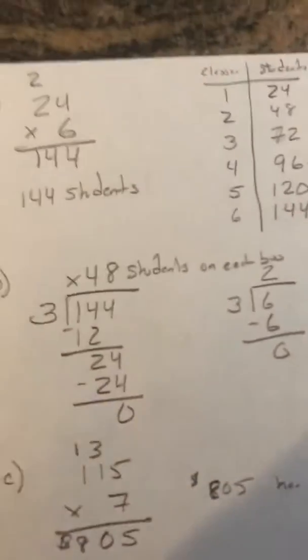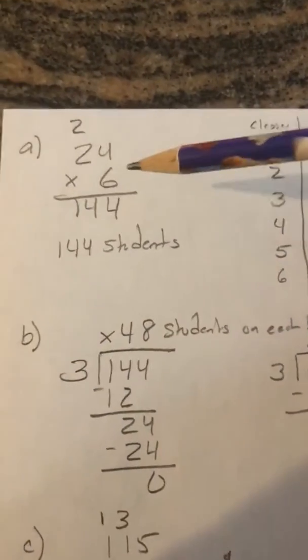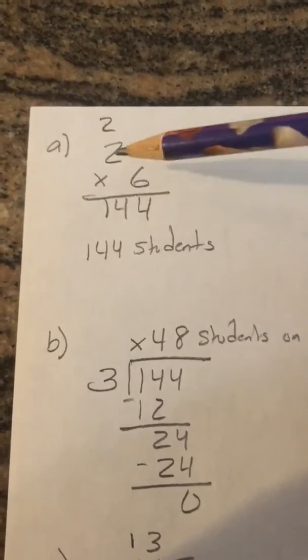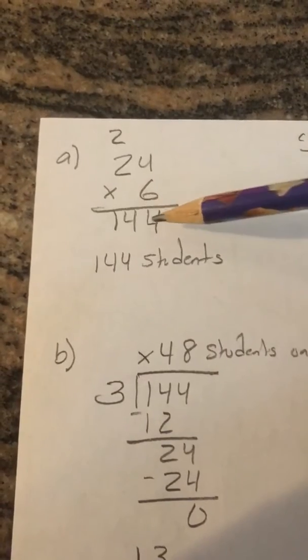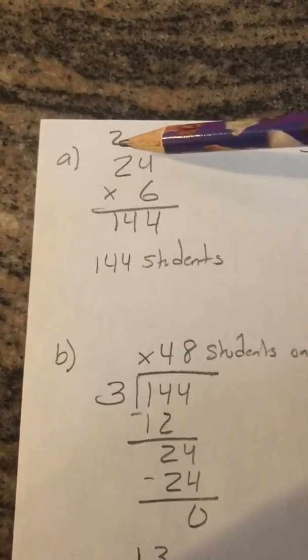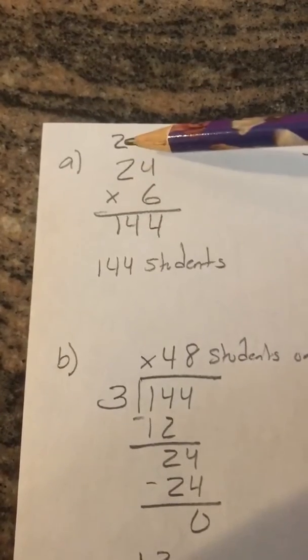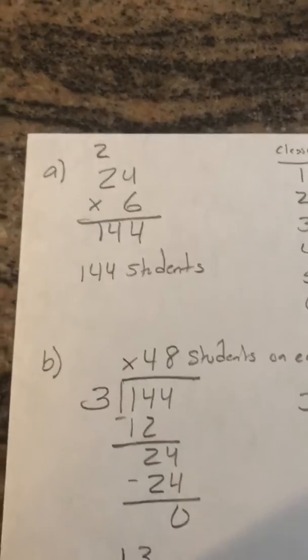So for part A, since there are going to be 24 students in each class and there are six classes going, an easy way of doing this is to just multiply. So we're going to do 24 times 6. So 6 times 4 is 24. So we bring the 4 here. We carry or regroup the 2. We have 6 times 2 is 12, plus 2 is 14. So there are going to be 144 students.